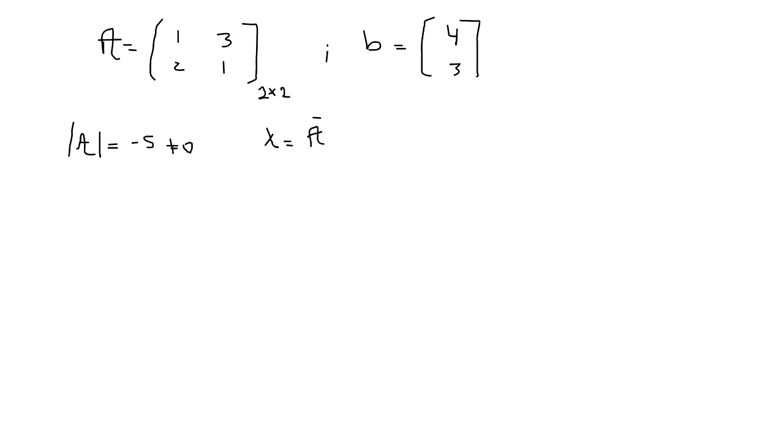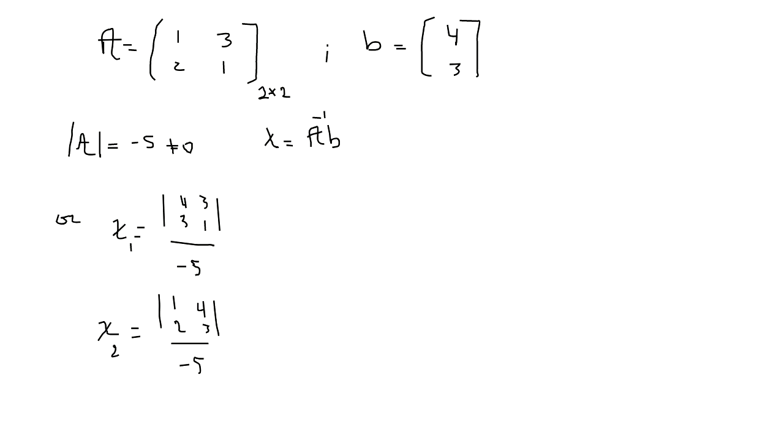Because it's a square system, we can just apply Cramer's method. So for here, I'm going to have x1 as the determinant of 4, 3, 3, 1 divided by the determinant of A, which is -5. And x2 would be the determinant of 1, 2, 4, 3, divided by -5 again. Okay?